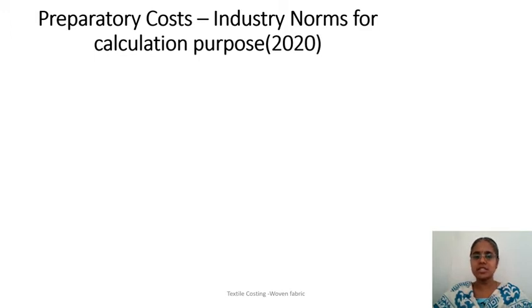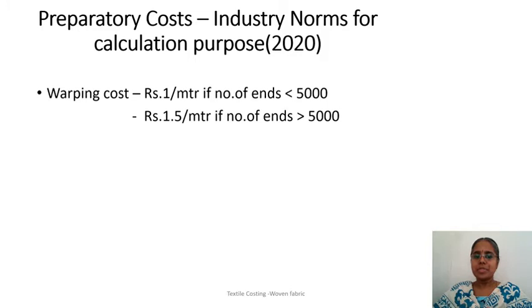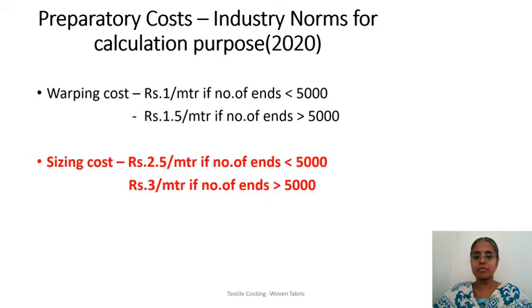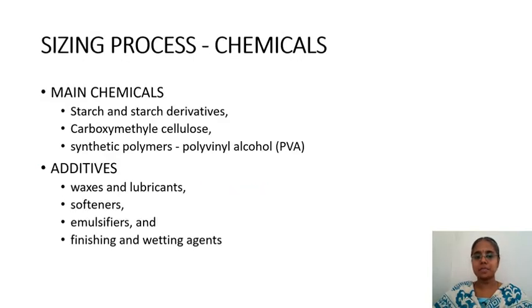You can say it as industry standards. Our warping cost was rupees 1 if it is less than 5,000 ends, and if it is more than 5,000 ends, it is 1.5 per meter. And for sizing cost, it is rupees 2.5 per meter if the number of ends are less than 5,000, and rupees 3 per meter if the number of ends are greater than 5,000. You can see that the sizing cost is very high when compared to your warping cost, and the total cost will be a very high cost.